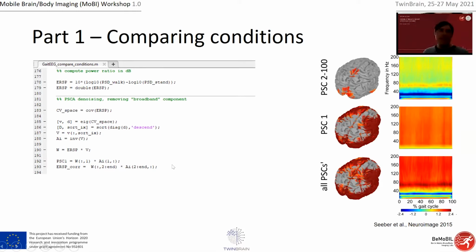Computationally, for the nerds, I use this USP variable and compute the covariance. So this is already normalized. This is not PSD anymore. This is already a normalized matrix. I compute the covariance in space. So what I have in the end is a matrix that is the number of frequency bins times the number of frequency bins. I do an eigenvalue decomposition here, basically a PCA using eigenvalue decomposition.